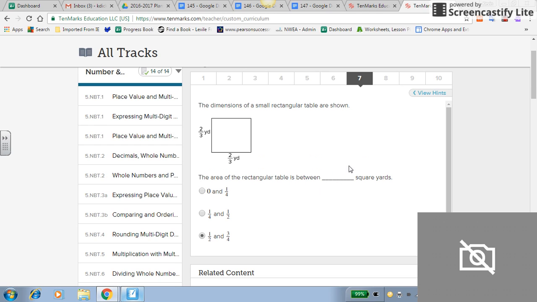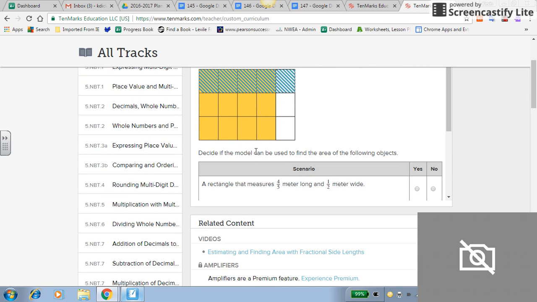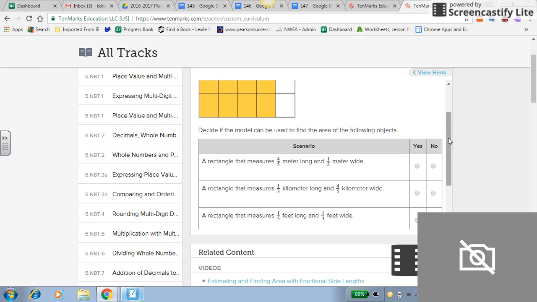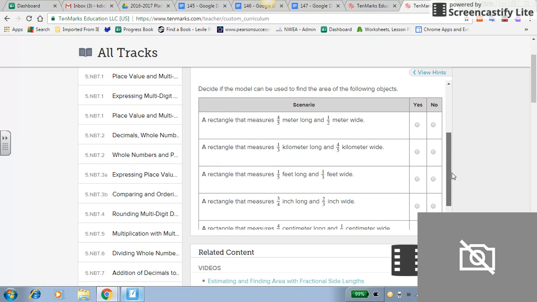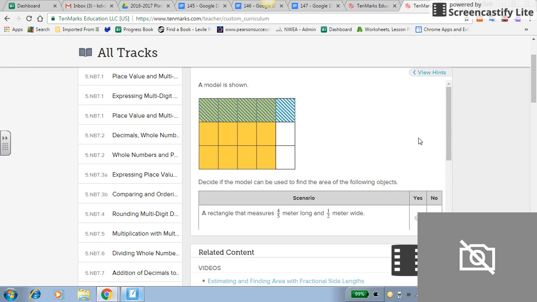So kind of a little bit of common sense, but also a little bit of math involved. Here's another one. The model is shown. I've got 1, 2, 3, 4, 5. I've got 4/5 and I have 1/3. So I've got a model that shows me 4/5 times 1/3. Now I've got to decide if these are yes or no statements about where 4/5 and 1/3 intersect. So the rectangle measures 4/5 long and 1/2 wide. I'm going to decide yes or no. It's 1/3 long and 4/5 wide. Yes or no. Basically, I'm going to read and find the ones that match the length and width of this.